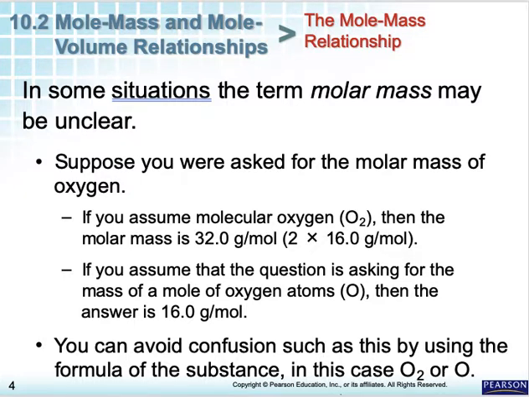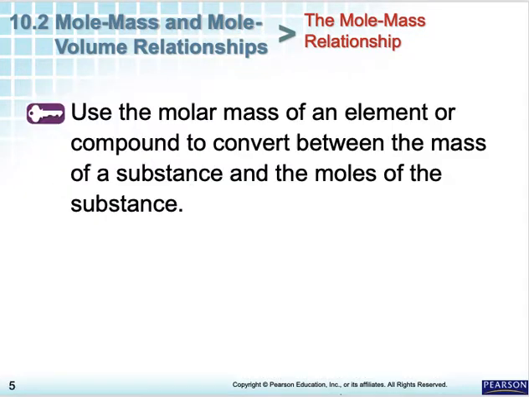So make sure you're writing the formula for the substance rather than just a name, and that will help you remember. Also on your note card, you should have the 7 diatomic elements, and those are hydrogen, nitrogen, oxygen, fluorine, chlorine, bromine, and lastly, iodine.